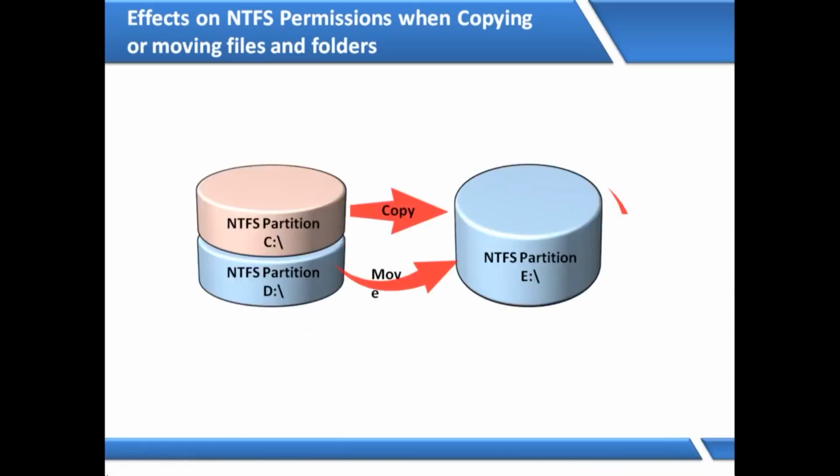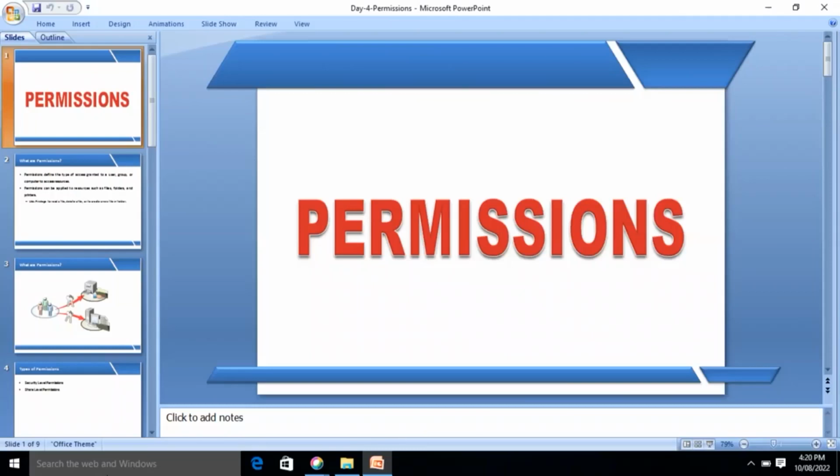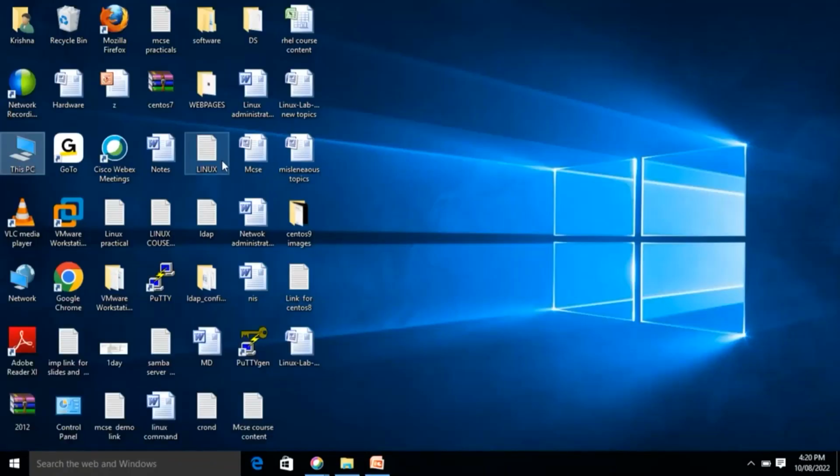After that, we have to do the last practical, ABE, which is a combination of security and sharing, through which in a single share folder some files we can share and some files we can restrict. That will be our last practical. So let's move now with the practical of share level permission. Security level permission we completed yesterday.